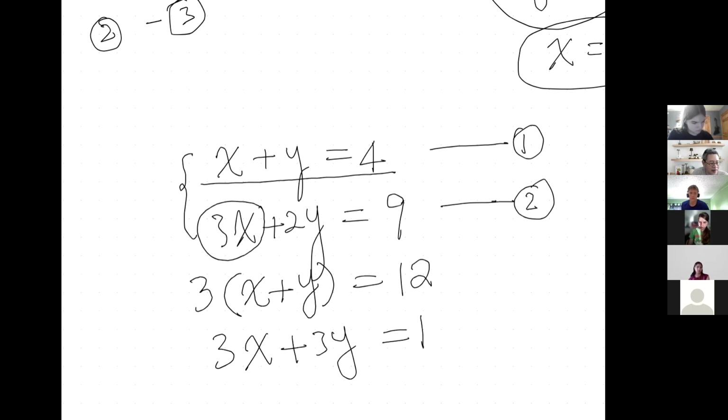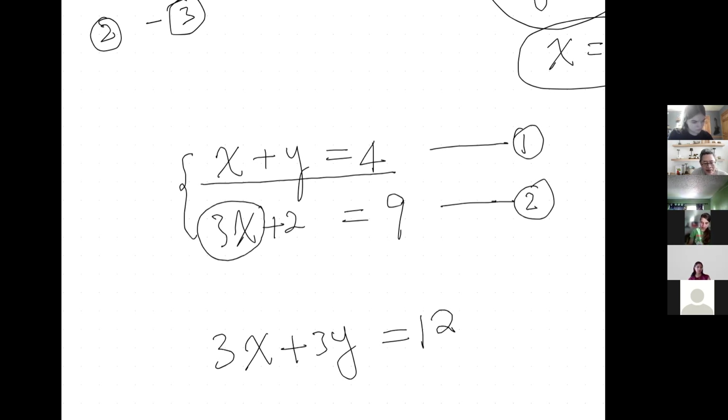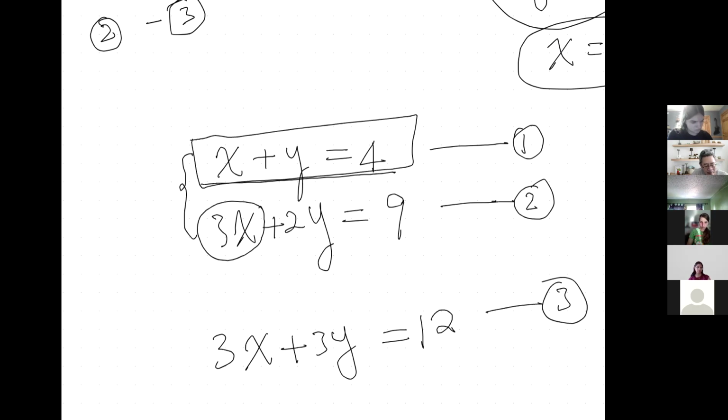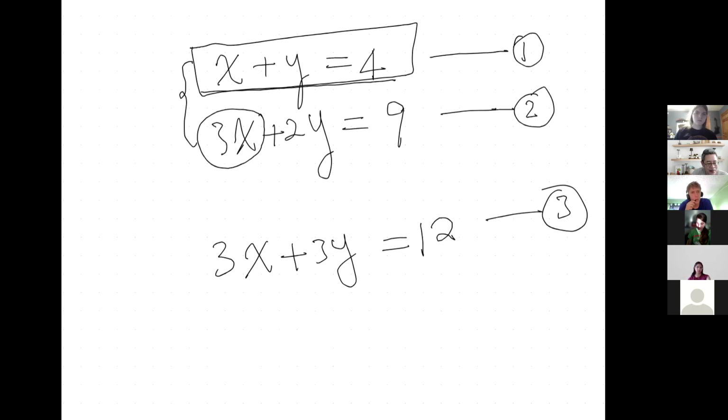Then, of course, the reason we do that is because we want to get rid of x. So that's why we multiply 3 on this equation, and that's our multiplication property. Okay, so now we got those two equations, 2 and 3. So if we use 3 minus 2, what do we have?